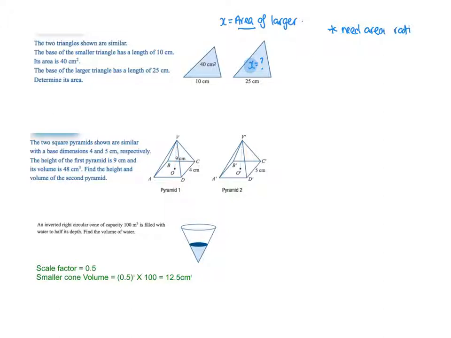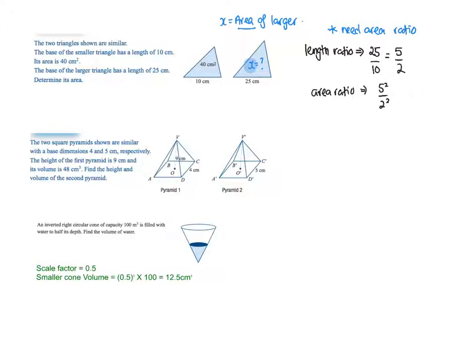Okay? So I need the area ratio, but first I'll find the length ratio. So the length ratio, I'm going to say 25 over 10. Now, is that in its simplest form? No, it would be, what would it be? 5 over 2, yeah? So there's the length ratio. So I actually want to compare area. So the area ratio is going to equal 5 squared over 2 squared, all right?